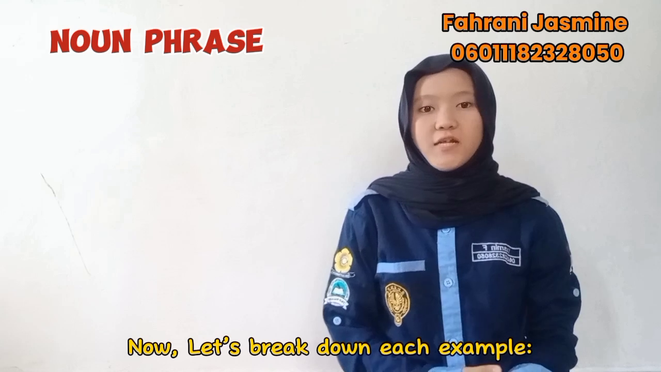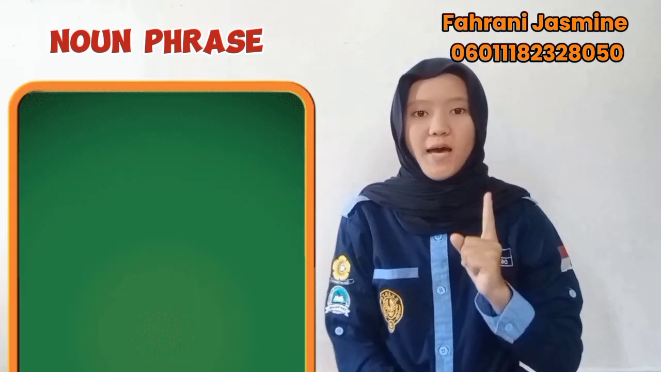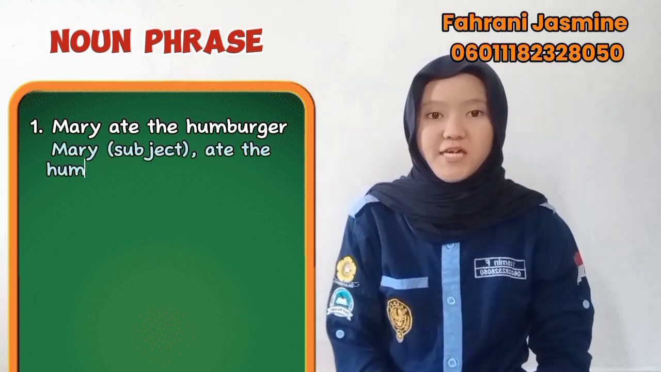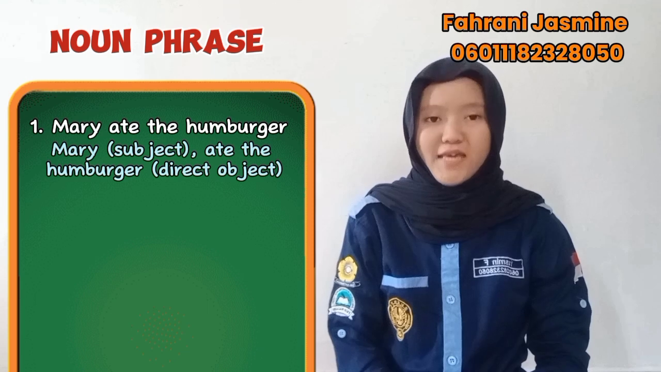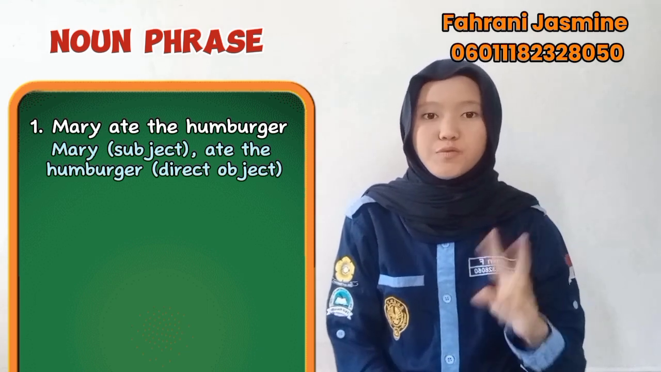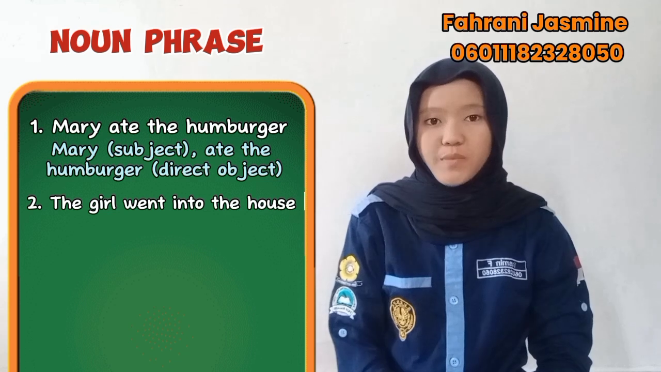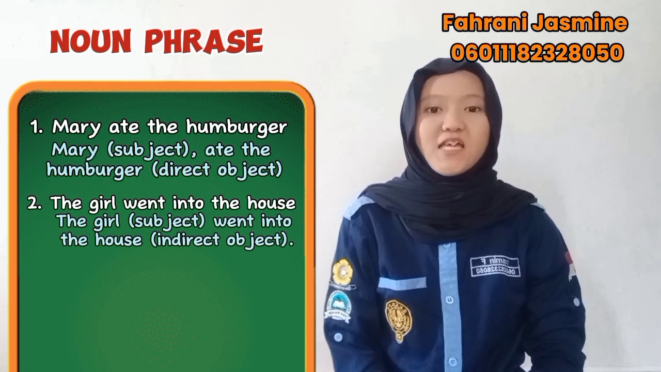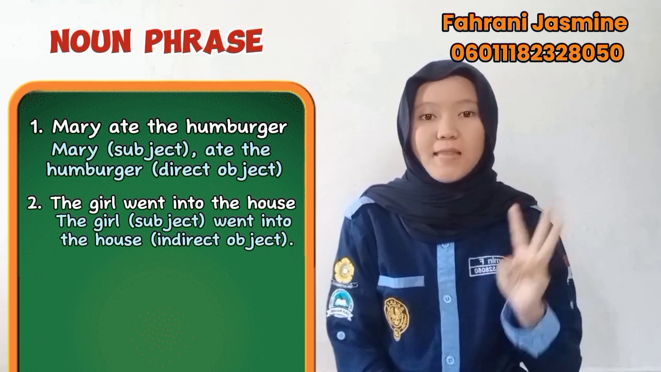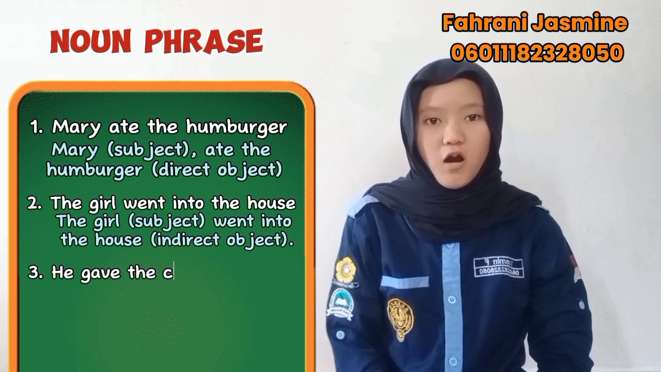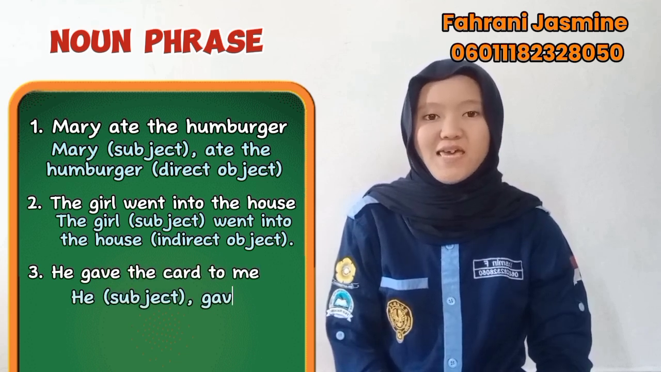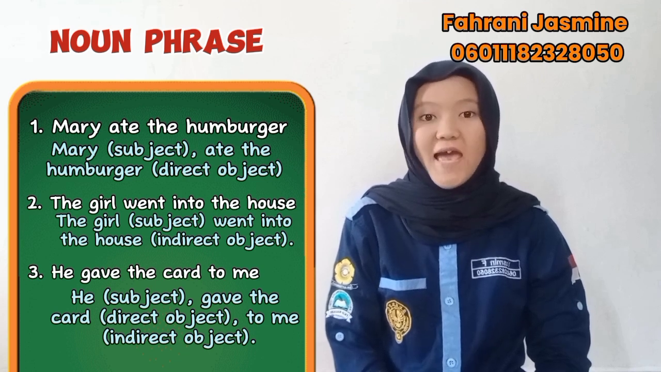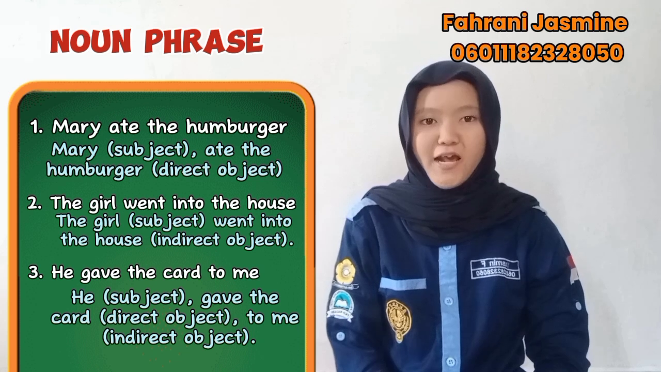Now, let's break down each example. 1. Mary ate the hamburger. Mary is subject, ate the hamburger is direct object. 2. The girl went into the house. The girl is subject, went into the house, it's indirect object. And last, 3. He gave the card to me. He is subject, gave the card, it's direct object, and to me, it's indirect object.